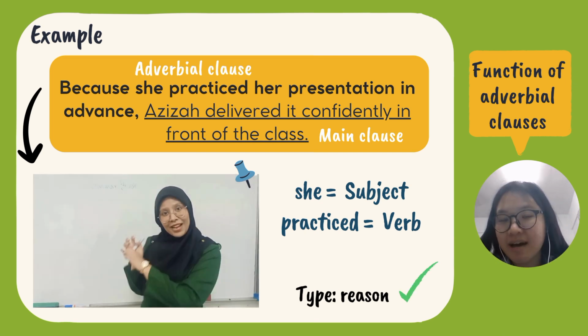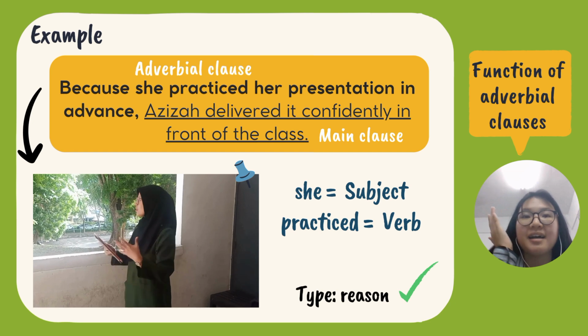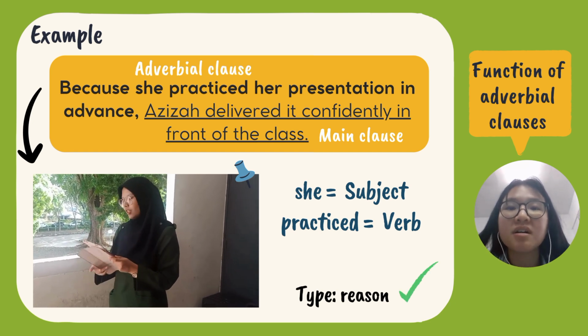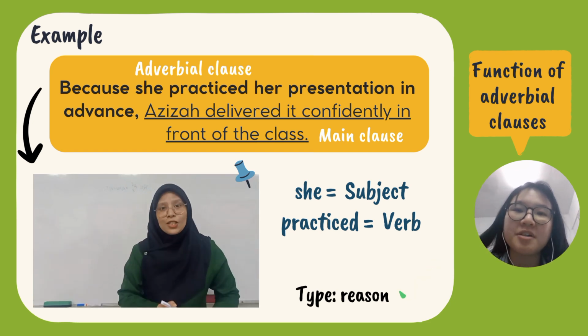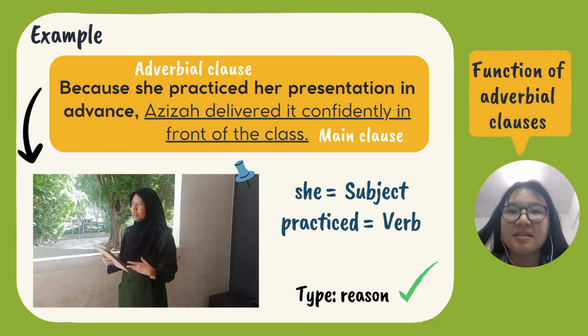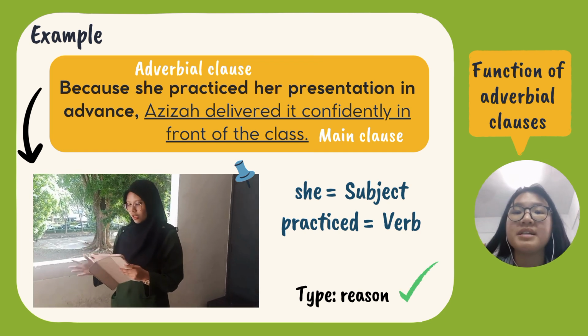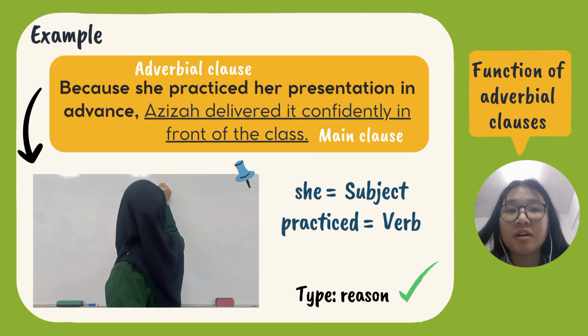The clause that I bold is the adverbial clause, and the clause that I underline is the main clause. In the adverbial clause, there is a subject and a verb, which I mentioned before. The subject in the adverbial clause of this sentence is she, and the verb is practice. So the type of adverbial clause is reason.